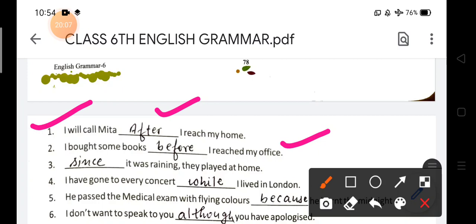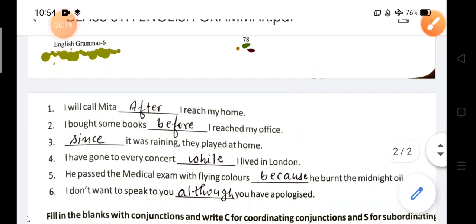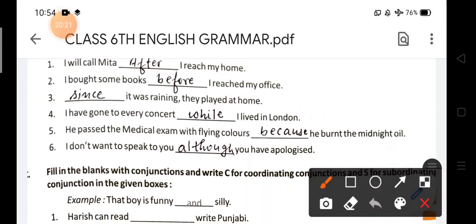Next example: since it was raining, they played at home. Since it was raining, they played at home. Next example, you can say over here, fourth: I have gone to every concert while I lived in London. Yani jab woh London mein rehta tha, to I have gone to every concert while I lived in London.